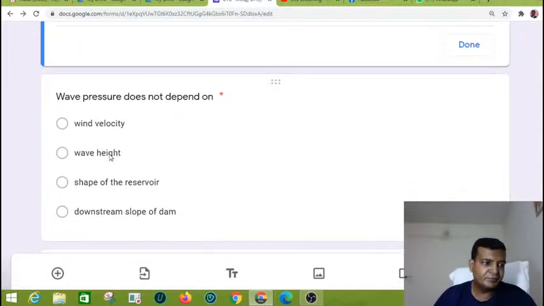Next objective, wave pressure does not depend on. So let us check. Wind velocity, yes, it depends on that. Wave height, yes, it depends on that. Shape of reservoir, yes, it depends on that. Downstream slope of the dam is not the appropriate answer. So your answer must be D. Check it out and put up in the chat box.